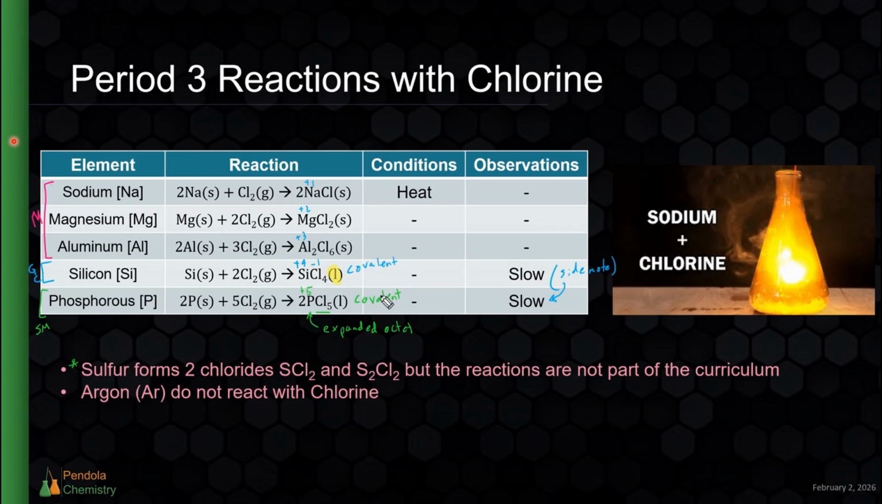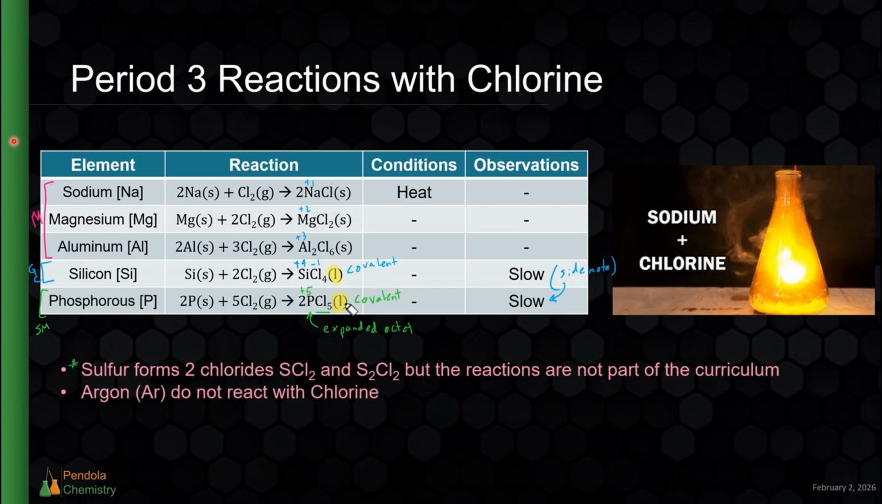So again, another covalent compound is formed. So notice ionic, ionic, ionic, covalent, covalent, and the oxidation numbers increase. So we can see those patterns as we go across the period. Again, PCl5, notice the state of matter. PCl5, just like SiCl4, is a liquid. So that is important to note.